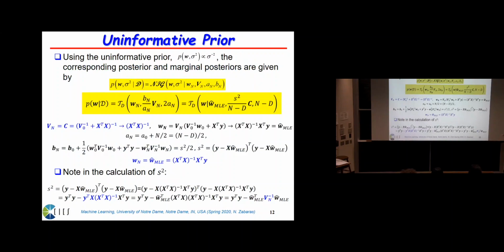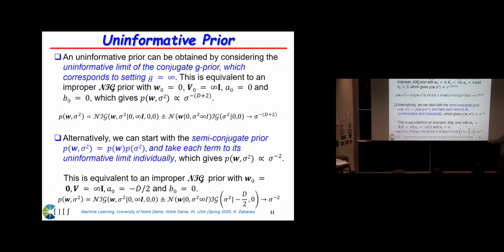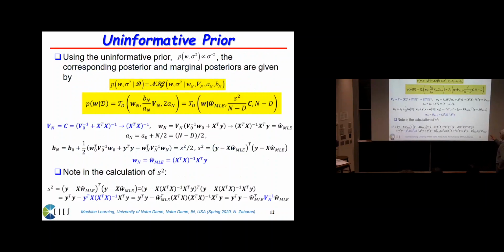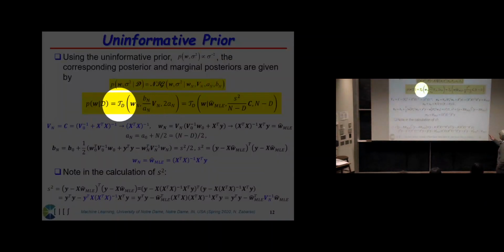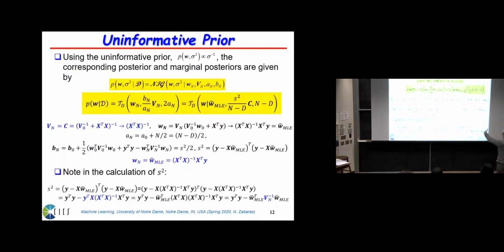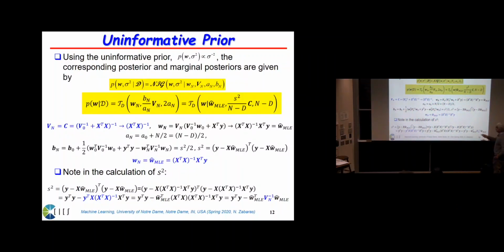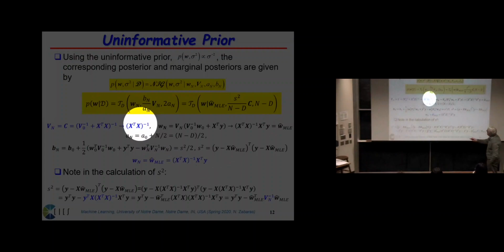So if you plug in everything, 0, minus D over 2, the very large variance, the mean 0, into the formulas we had for the coefficients that define the marginal posterior of W, I have the derivations on this slide, you can show that Vn becomes X transpose X inverse, the mean Wn becomes the MLE estimate, An becomes N minus D over 2, and Bn is given by this nice formula.